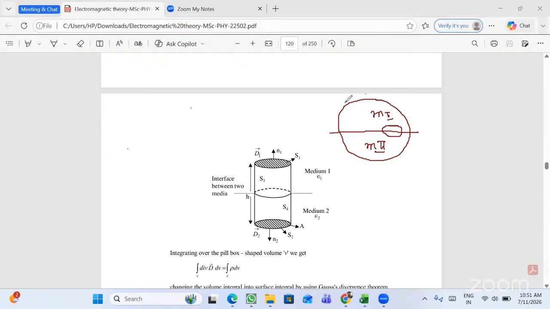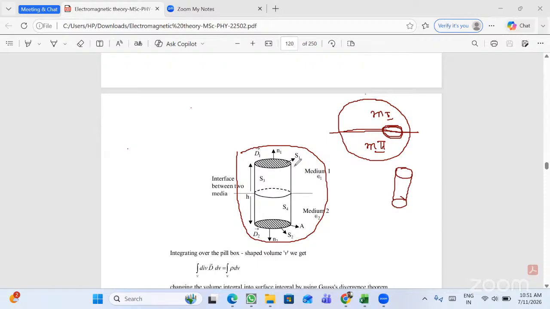So this is the entire surface, which has medium one and medium two. In this, we are taking a smaller portion of the surface, like this pillbox. That means it covers medium one as well as medium two. The pillbox can be drawn in this manner: it has an above surface, a below surface, and it has some height.